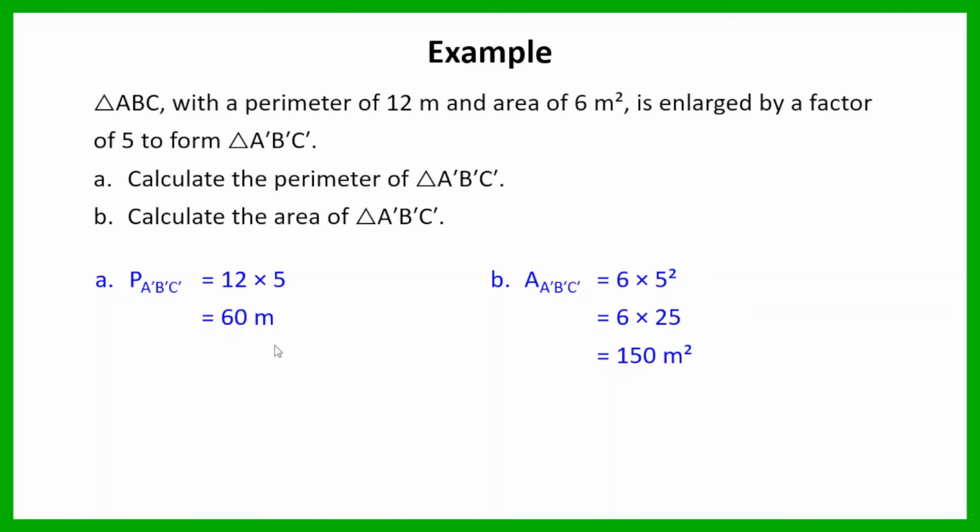So remember, when you're working out the perimeter of a shape that has been enlarged or reduced, you multiply the perimeter by the factor. When you're working out the area of a shape that has been enlarged or reduced, you multiply the area of the original shape by the factor squared. Okay, so now I'm going to give you one to do on your own.